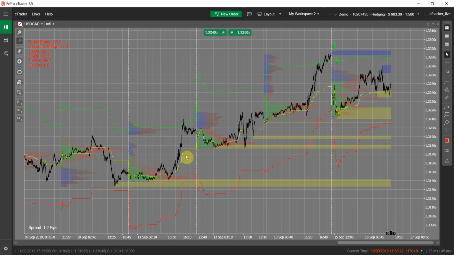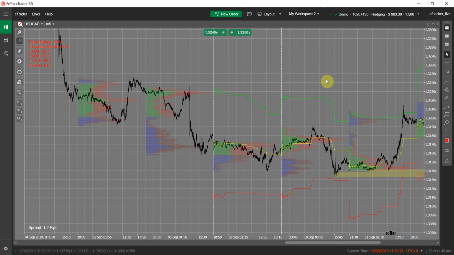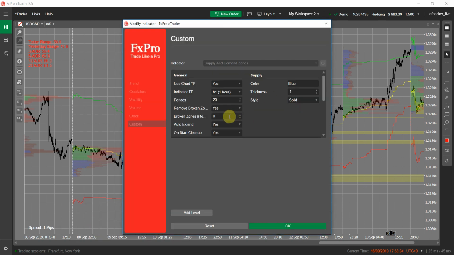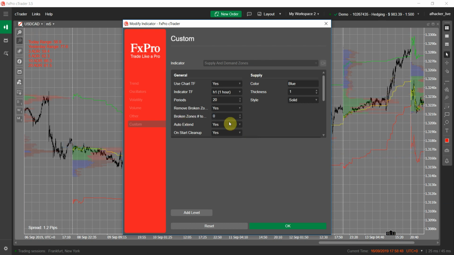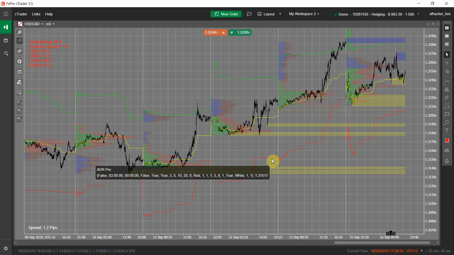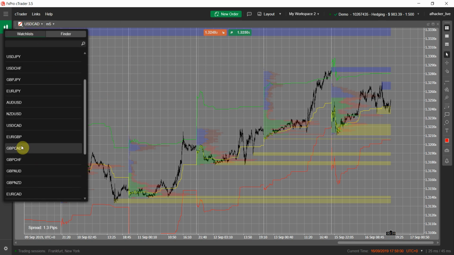Okay. No setup, no zone. On the supply and demand indicator, I have to say how many zones to keep. 15, 20. Oh, too many broken zones. I will set this back to 0. Even though I loaded more data, there is not any setup. Let's go to one more chart and then we will end the video.